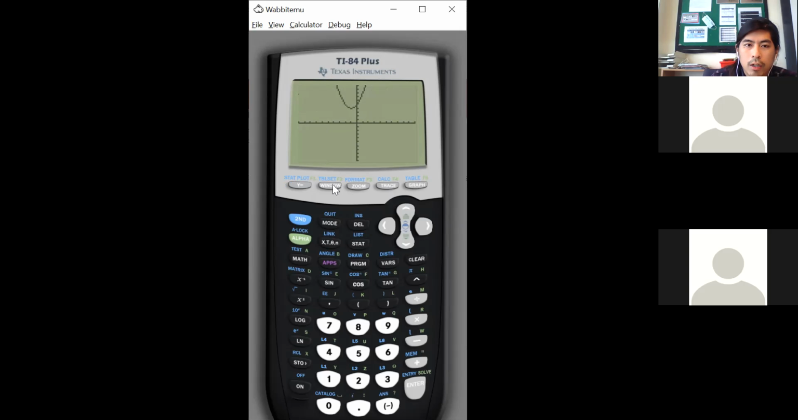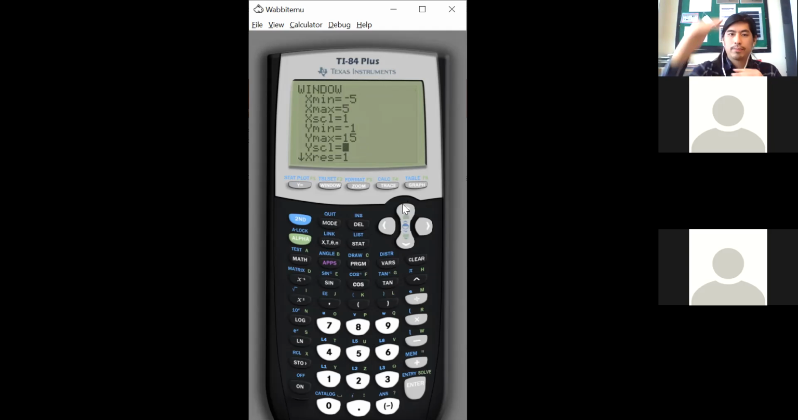Invalid dimension. Okay, so let's go to window. All right. I want you to match mine. So minus. Don't forget to press the minus button down here. Let's make this minus 1. And let's make this, I don't know, 15 or something. And let's change this to minus 5 and 5. Did that help? Change your window settings, guys, to match mine exactly. So x min, x max, y min, y max.